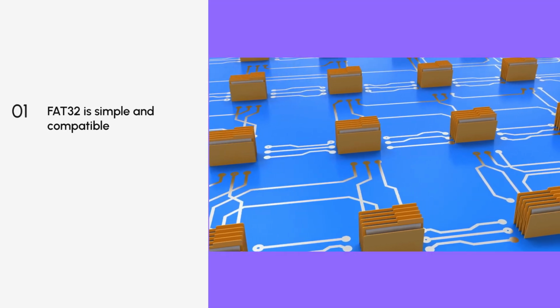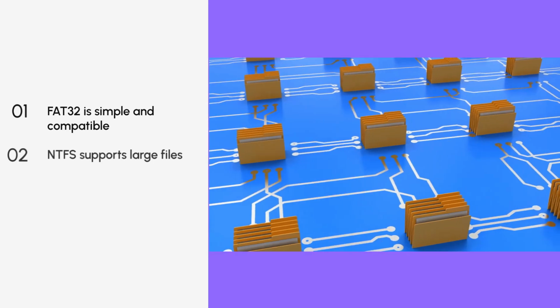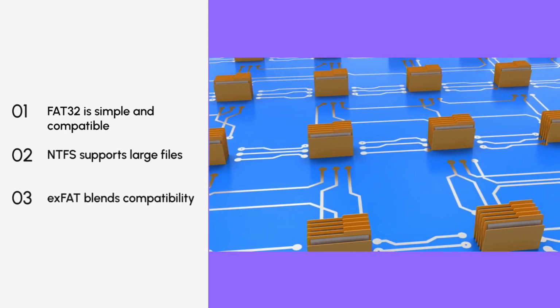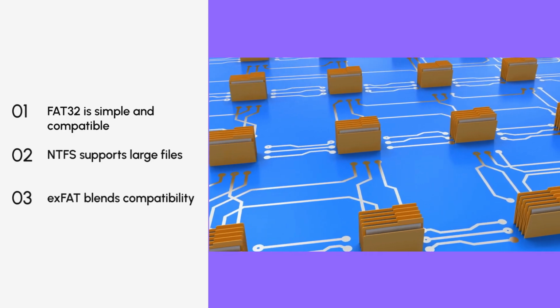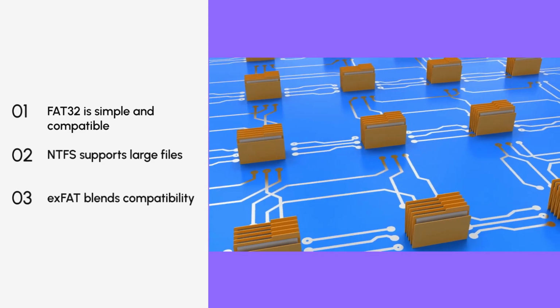Different file systems offer various performance levels. FAT32 is simple and widely compatible. NTFS provides robust security and large file support. exFAT combines compatibility with large file handling. Choosing the right system depends on your needs.